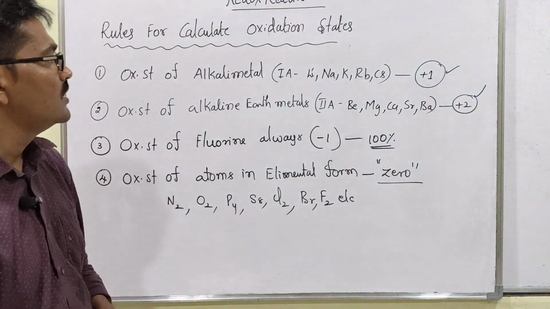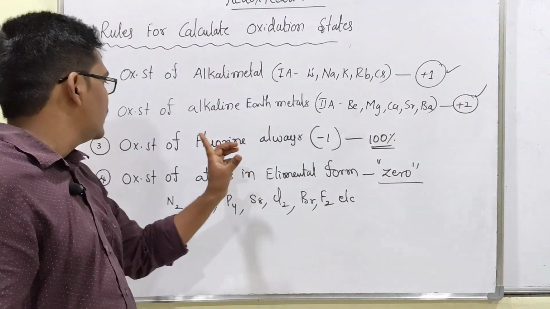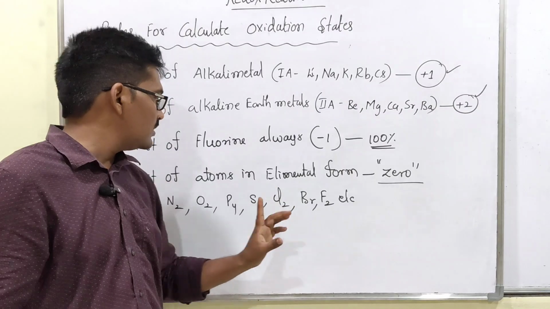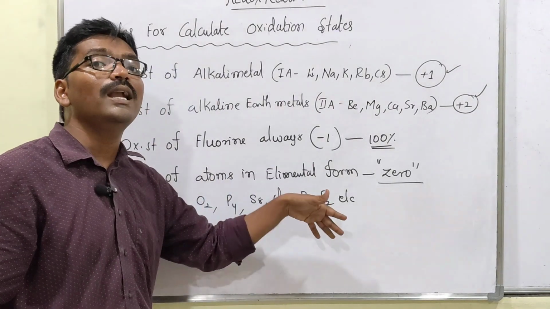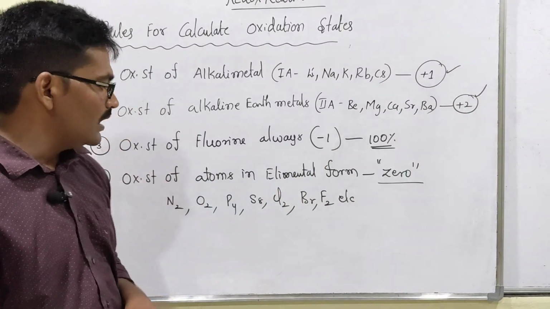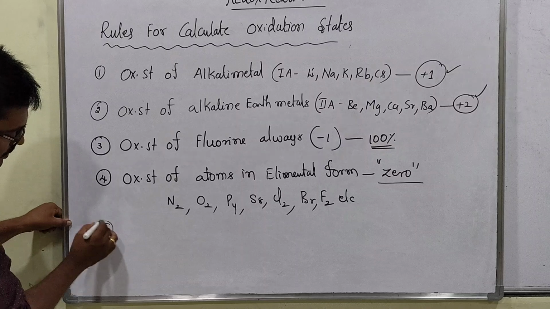Clear, my dear students? So alkali metals are +1, alkaline earth metals are +2 always. Then fluorine oxidation state is -1. Then the oxidation state of atoms in the elemental form is 0. You just have to remember all these examples.